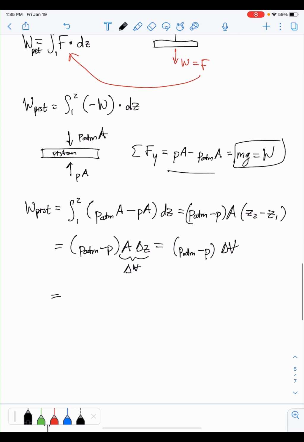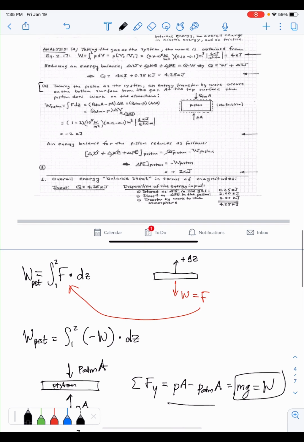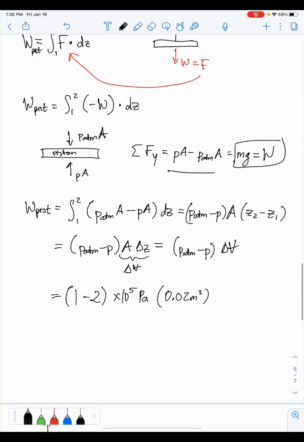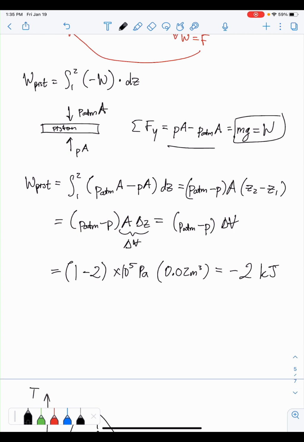Okay. Now if I plug in the values that I remember, it's like 1 bar minus 2 bars multiplied by the change in volume. I think it was like 0.02 cubic meters. Yep, I think that's right. So then I believe this should turn out to be negative 2 kilojoules. Okay, so that's the change in work of the piston.